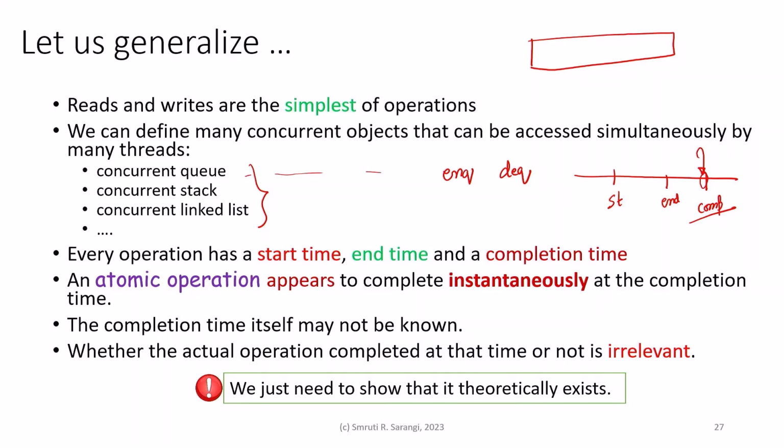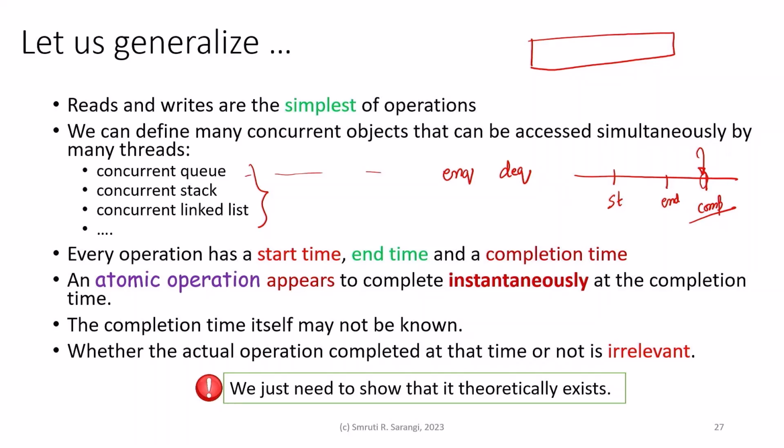Just proving mere existence and proving that all the threads agree on that time is good enough. Right? As far as atomicity is concerned, because atomicity says exactly this, that even if the completion time is known or not known, it doesn't matter. It needs to theoretically exist, and the entire operation needs to appear to complete instantaneously at this point of time. All right, so this is what is called atomic.